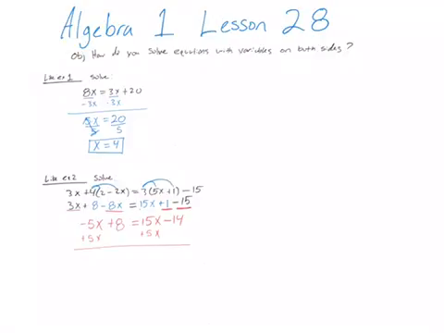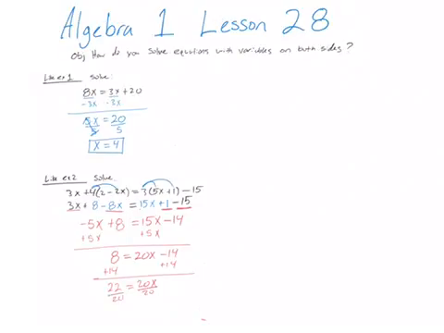So on the left I have 0 plus 8, which is simply 8. 15x plus 5x is going to give me 20x. And minus 14. I'm trying to get that x by itself, so I'm going to add 14. 8 plus 14 is going to give me 22 is equal to 20x.